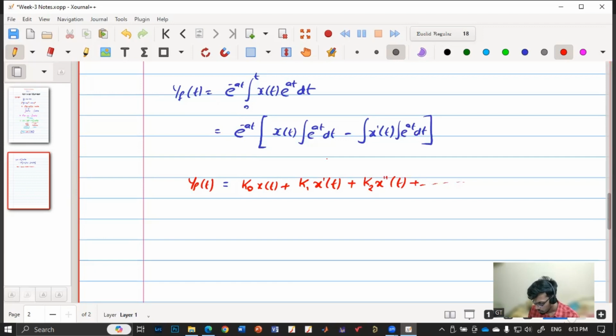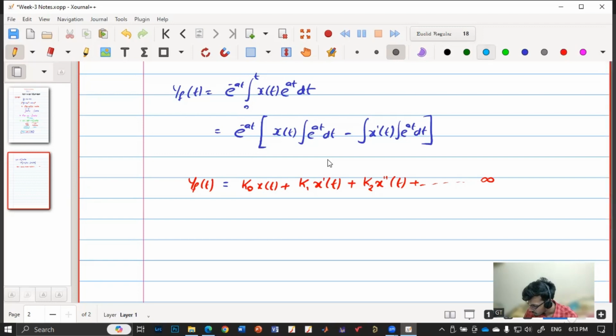So my forced response is dependent upon x of t, and it will be a polynomial of derivatives of x of t as well as x of t. How many terms will there be? It will be n terms, such that the nth derivative of x becomes 0. So this is my yf of t.